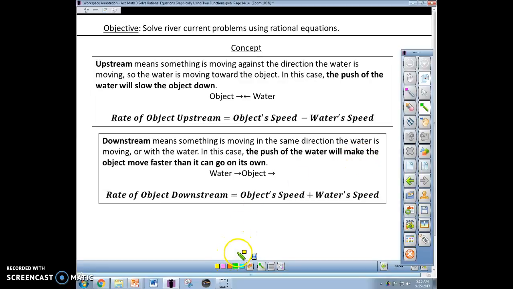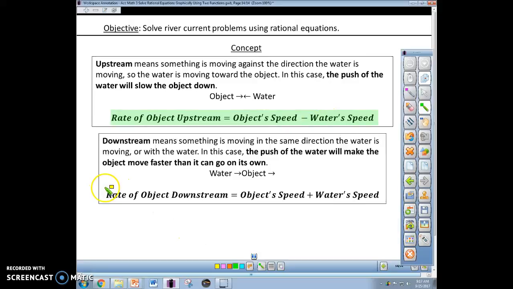So if we're looking at upstream, upstream is when the water is coming towards the object or person, and because of the force of the water, it actually slows down the rate of the object compared to what it can go under its own power. So when we're writing rate of an object upstream, we have to take the object's speed or rate under its own power and subtract the rate or average speed of the water.